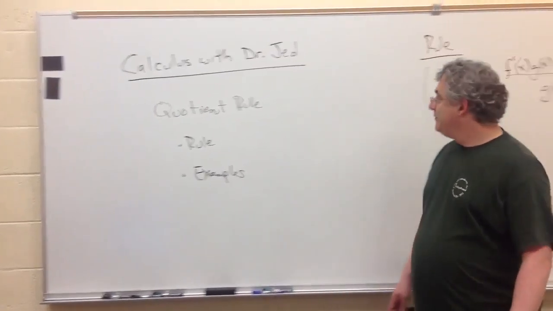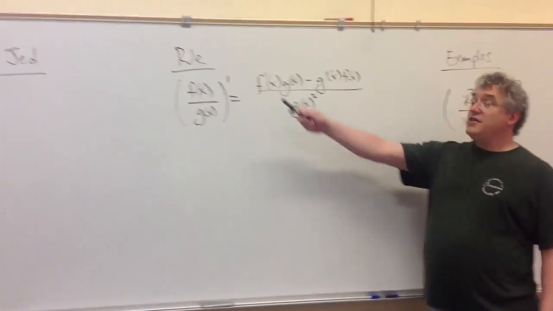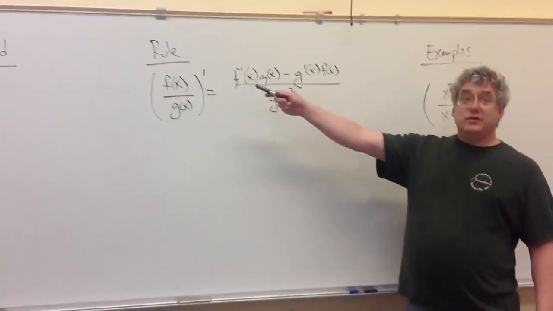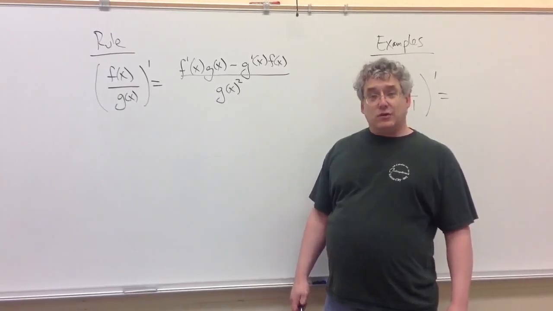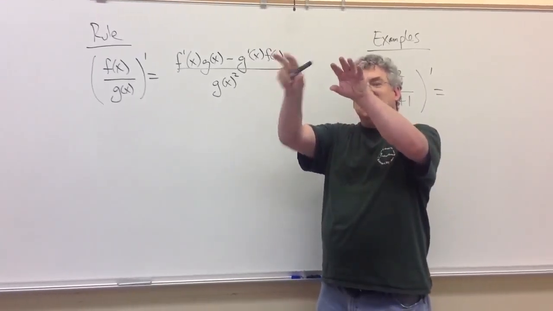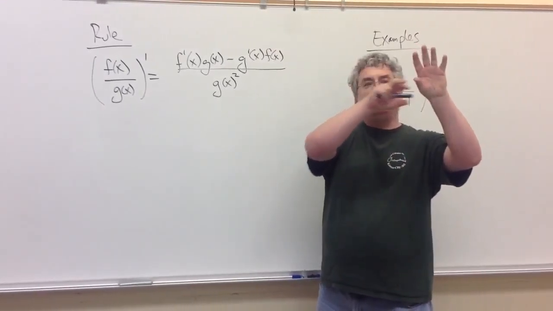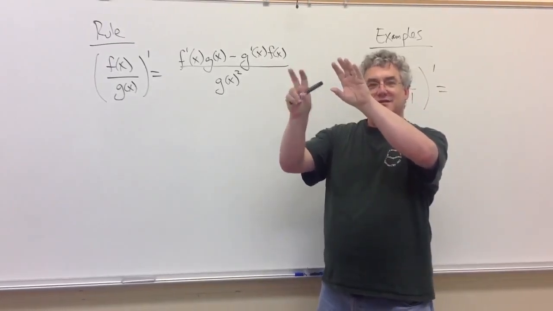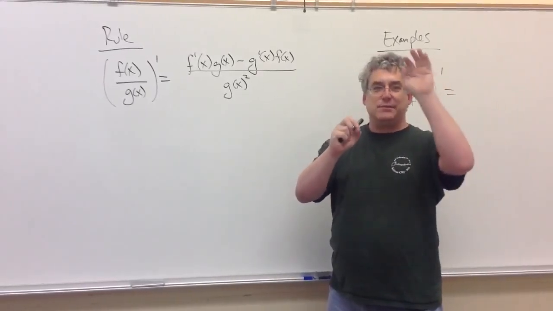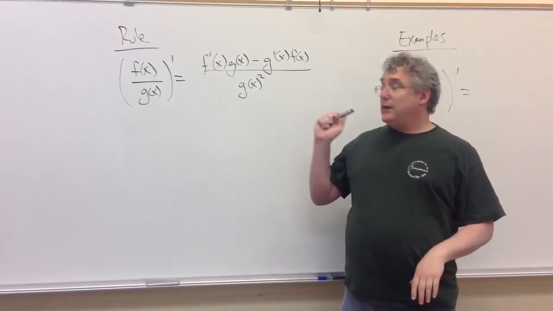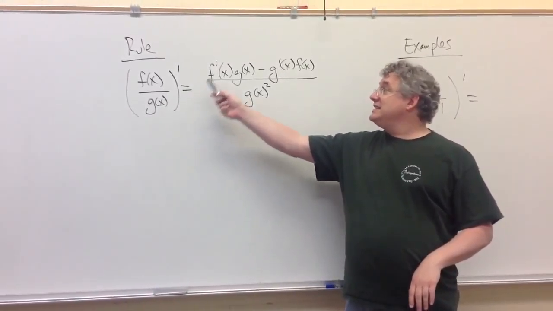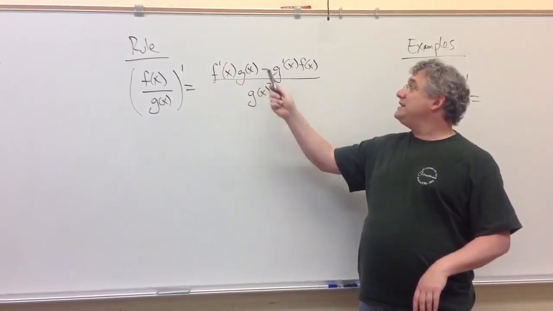So, here's the rule. The derivative of f over g, it's messy. Well, do you remember what the derivative of the product rule was? It was f prime times g plus g prime times f. So the f prime and the g kind of balance together, the g prime and the f balance together, and there's a plus in between. So that was multiplication. Division is kind of the same, but with a minus in between.